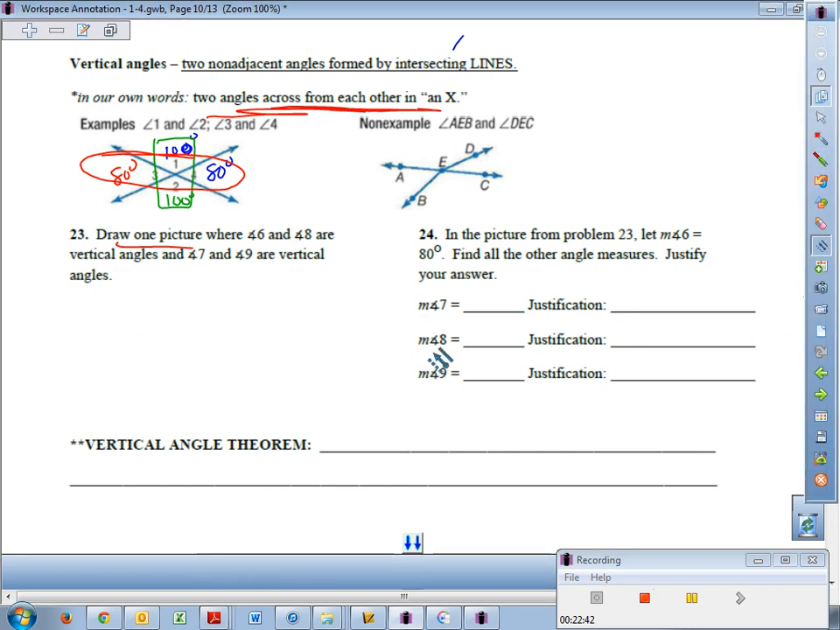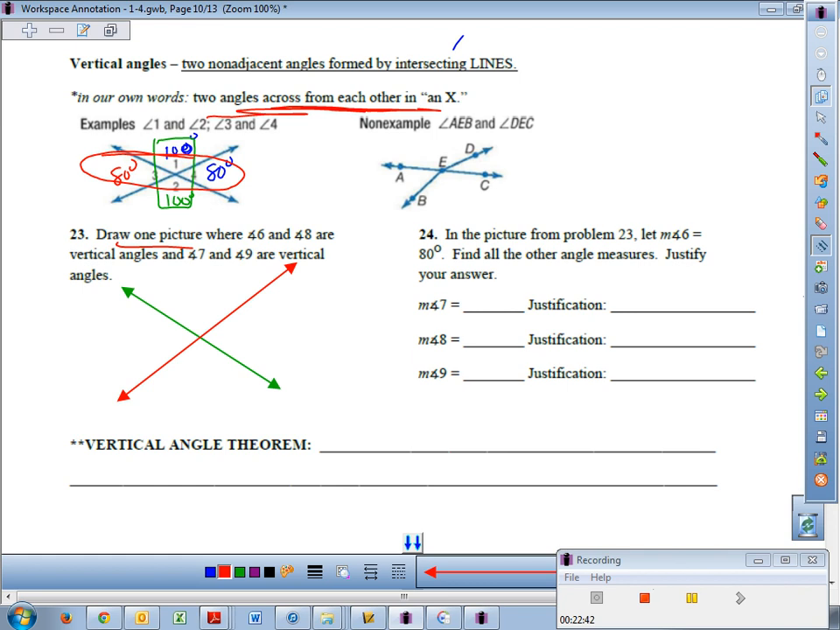So, boom, one line, two lines. Got to make an X. They're supposed to be vertical angles. Cool. Give me a 6 and an 8 in the picture to where they are vertical angles. Just do that and stop. Angle 6 and angle 8 are vertical angles. When you do this on your homework, make sure you're using straight edges all the time also.